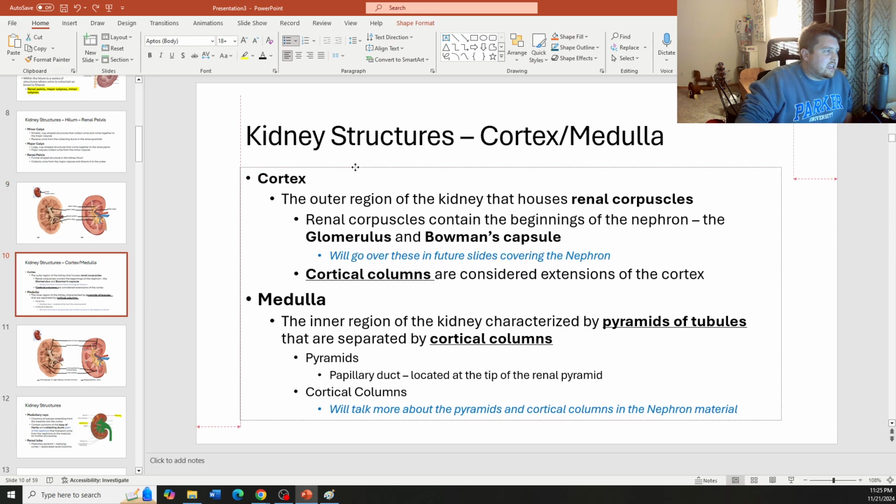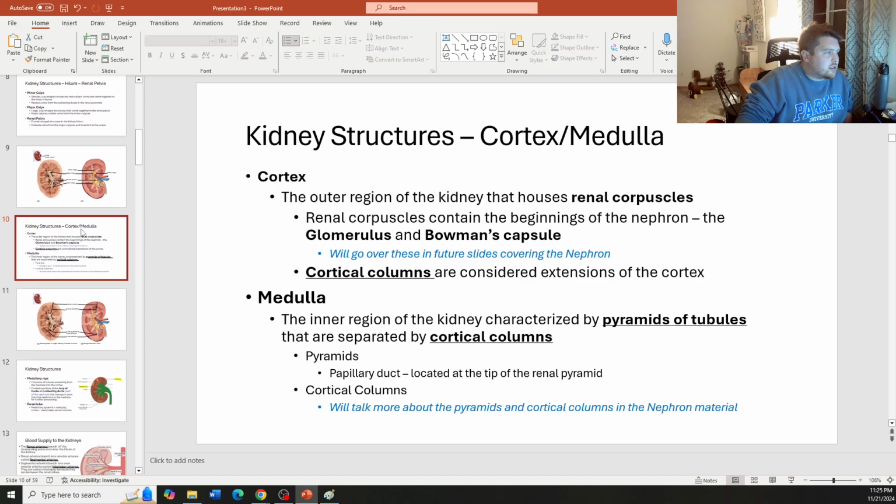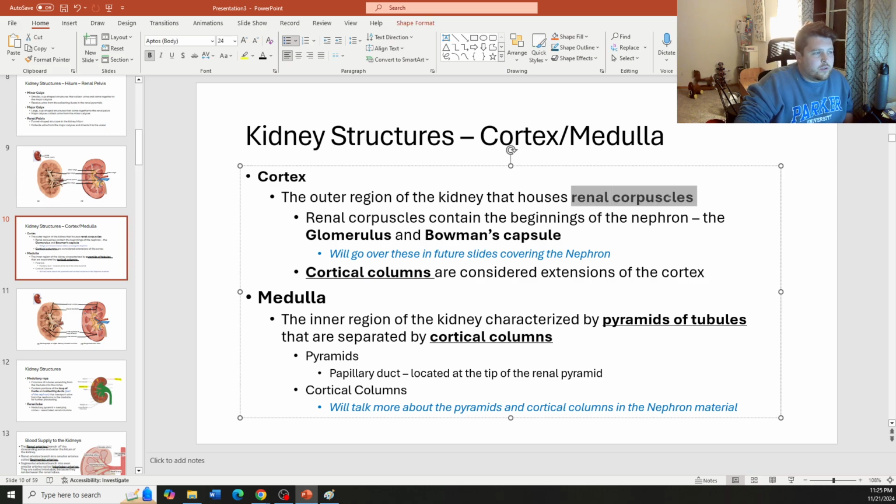So the kidney is divided into two chunks. We say there's the cortex and then there's the medulla. The outer region of the kidney is the cortex, and that houses the renal corpuscles. This is where we can talk about nephrons and where filtration, all that kind of stuff, happens. We have a whole section coming up about the nephrons and the renal corpuscle, so we're going to hold off on that until we get to that section. But understand all of that is happening in the cortex.